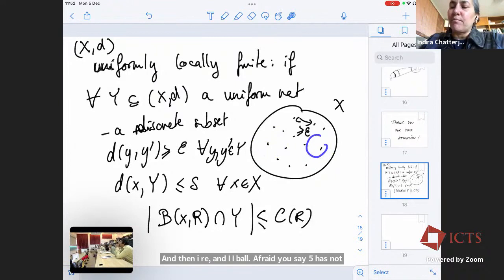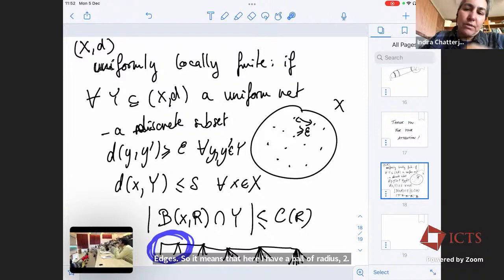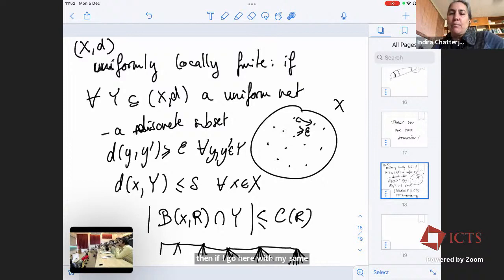So for instance, the picture I drew was this one. It's Z, and I add more and more edges. So it means that here I have a ball of radius two that, if you take a one uniform net, you will see that you have maybe 4 or 5 points. And then if I go here with my same ball of radius two, I can have arbitrarily many points.